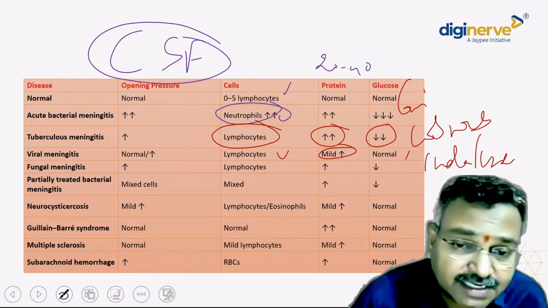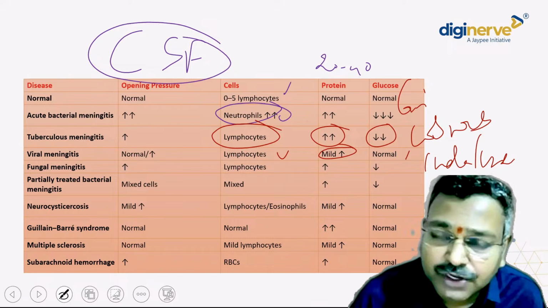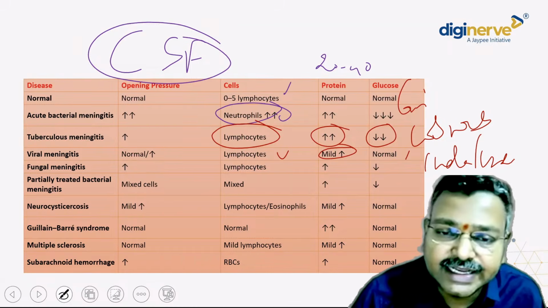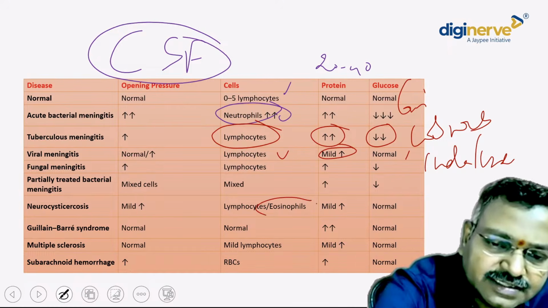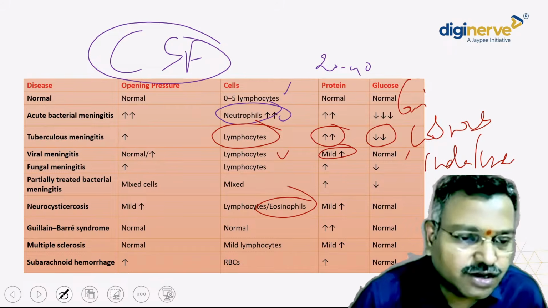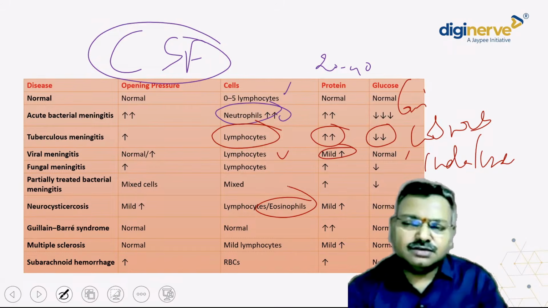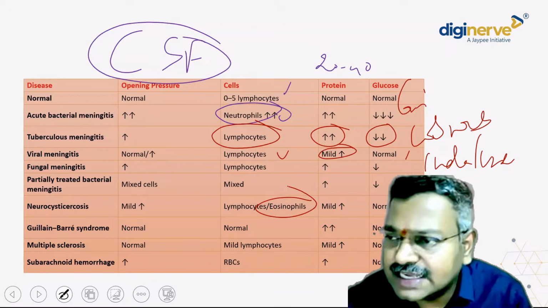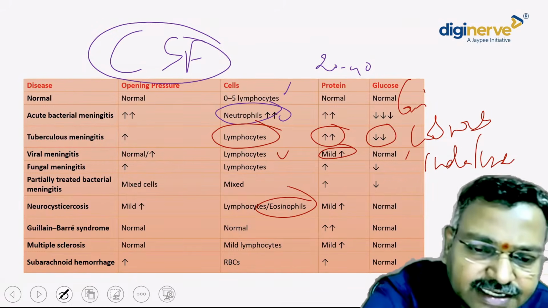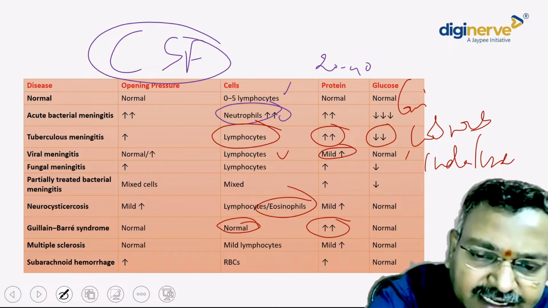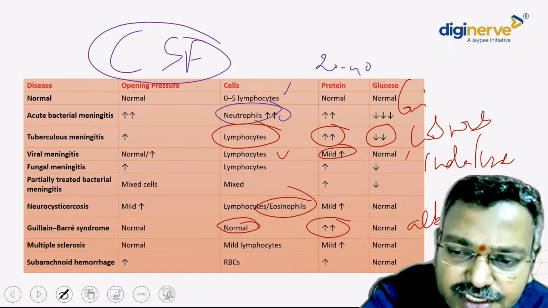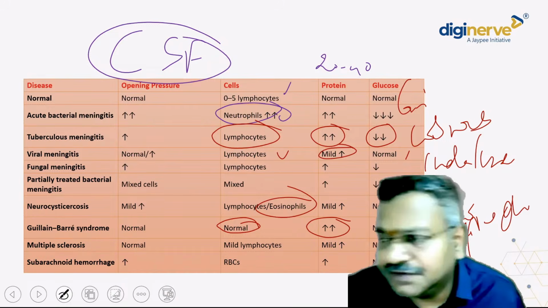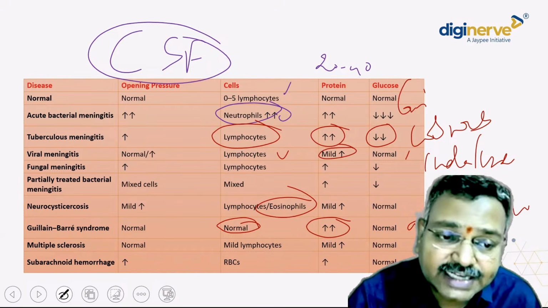Partially treated bacterial meningitis would resemble any chronic meningitis. So you can have mixed cellularity with elevated protein and decreased sugar. Neurocysticercosis, you might find eosinophils, not very characteristic. Sugars are normal. GB syndrome, this is one non-meningitis indication where we do a CSF, and the classical finding that you get is normal cells, elevated protein. What we call an albuminocytological dissociation. Very, very characteristic of GB syndrome. 5th day onwards, you can do the CSF and you will get these findings.